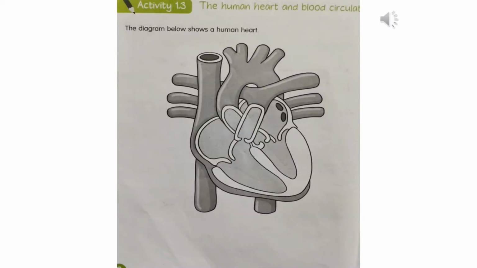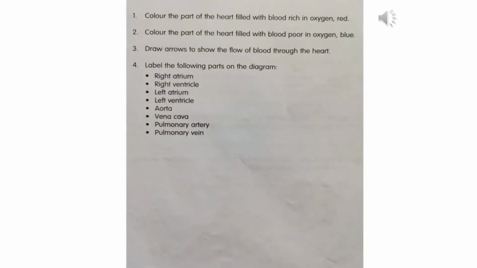Now open page number 6. The human heart and blood circulation. Label the human heart diagram. Now class, open page number 7. As you see in page number 7, color the part of the heart filled with blood rich in oxygen red in the heart diagram. Color the part of the heart filled with blood poor in oxygen blue. Draw the arrows to show the flow of blood through the heart. Draw the arrows in the heart diagram. Label the following parts on the diagram.